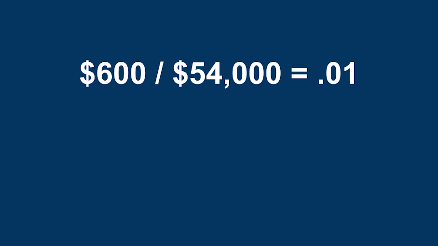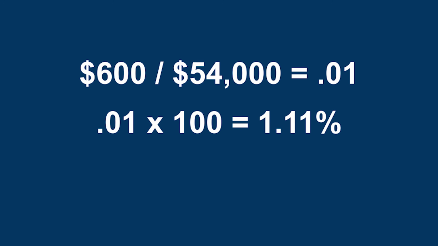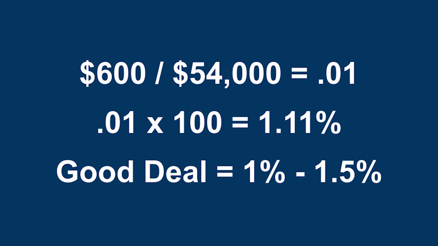You take that 600 divided by 54,000 and you'll get 0.01. Then you're going to take that 0.01 and multiply it times 100 and you'll get 1.1%. Now you want that percentage number to fall between 1% and 1.5% to be classified as a good deal. And whatever you do, don't let them manipulate the monthly payment by extending your lease term, because that's another way that they get people.